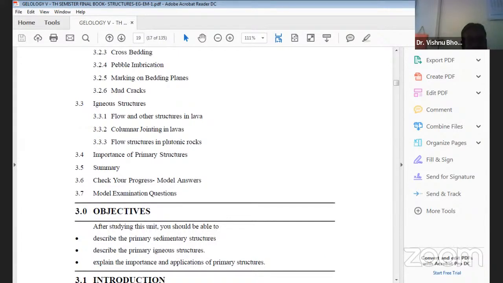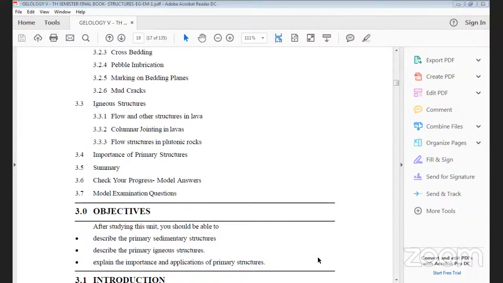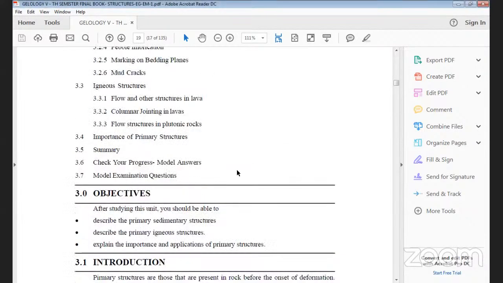We see these structures particularly in sedimentary formations, and we also have some other structures in igneous formations. Those depend on their flow, and other structures we have seen in lava. Second one is columnar joints in a lava formation. Again, flow structures in a plutonic class.